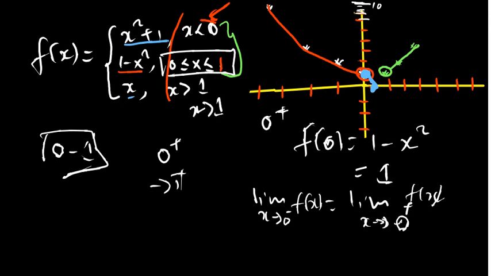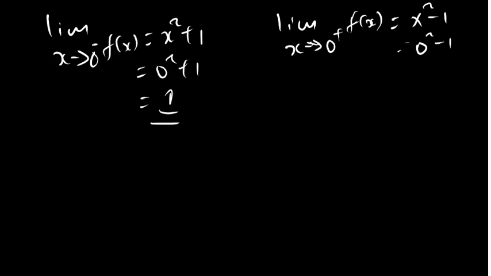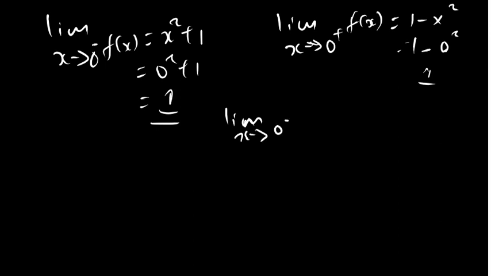It's 1. Okay, so it's 1 minus x squared. So if I put 1 minus 0 squared, I'm going to get 1. So as you can see, you're going to write now to say, since the limit as x approaches 0 from the left side of f of x is equal to the limit as x approaches 0 from the right side of f of x.